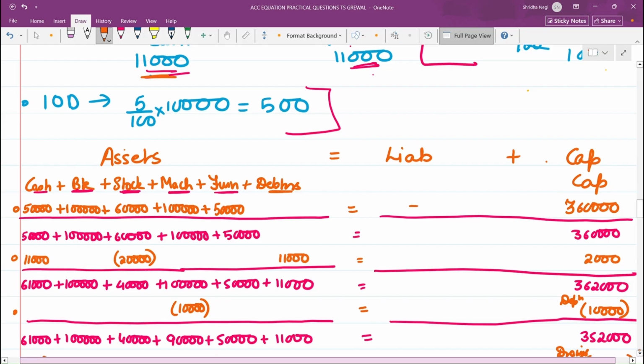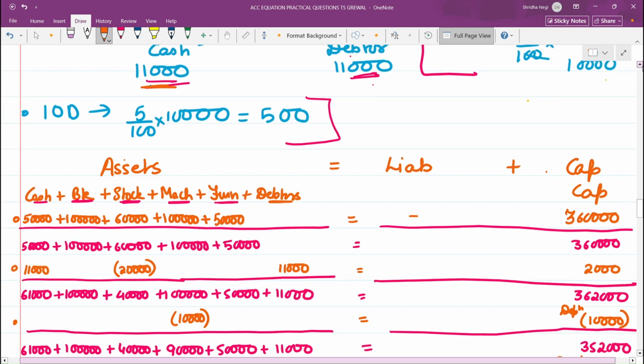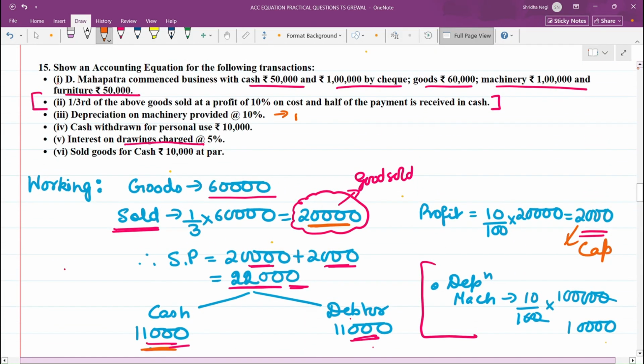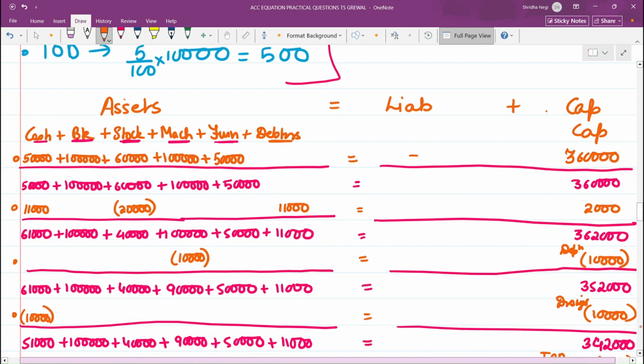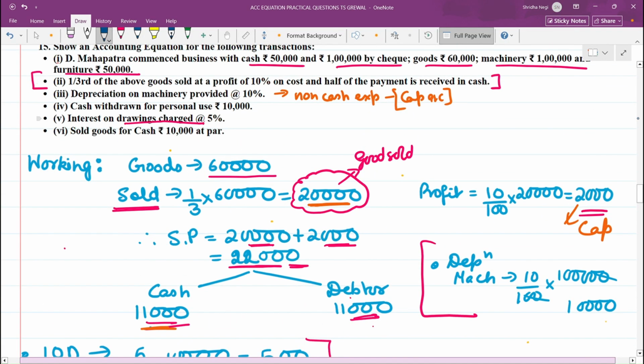Then you bring down the balance. Now what is the third transaction? Depreciation of machinery is provided at 10%. So depreciation is your non-cash expense. It will affect the capital account. Depreciation means the value of your machinery is reducing, so machinery will decrease by 10,000. And depreciation is an expense, so you are going to subtract 10,000 from your capital account. This depreciation will be deducted, so your new balance will come here. Okay, then what is the fourth transaction? Cash withdrawn for personal use.